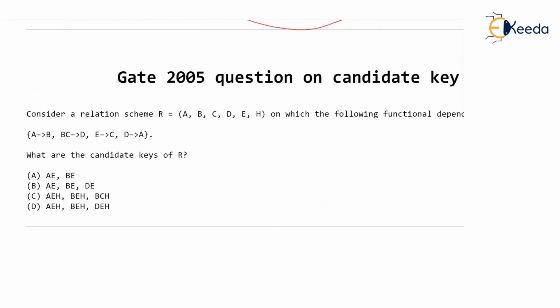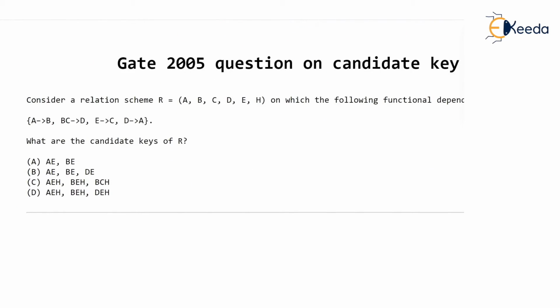Let's see GATE 2005. Same kind of question. We are given a relation R with attributes A, B, C, D, E, H. Yeah, F is missing. A, B, C, D, E, H. And the functional dependencies are given. And what are the candidate keys of R? The options are given, isn't it so?